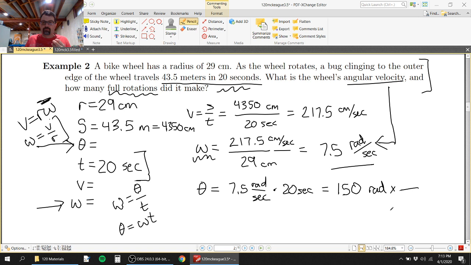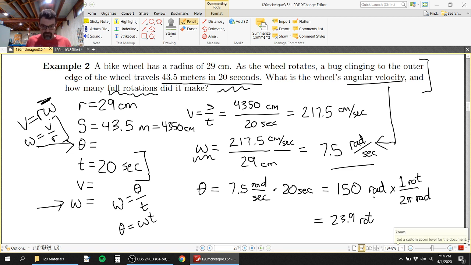Well, we want radians to go away. And so here's radians, and to cancel radians, we would then need to have radians on the bottom. And because of that, we would put the one rotation that is equal to 2 pi radians, we'd put that on the top. So we do 150, and we divide by 2 pi, and you get around 23.9 full rotations over this amount of time.